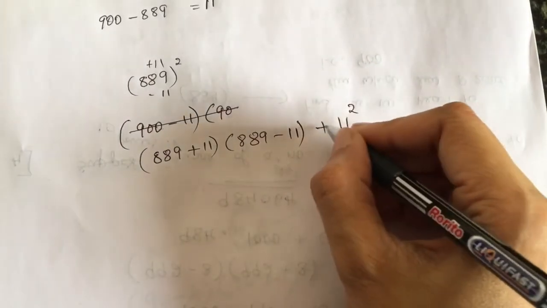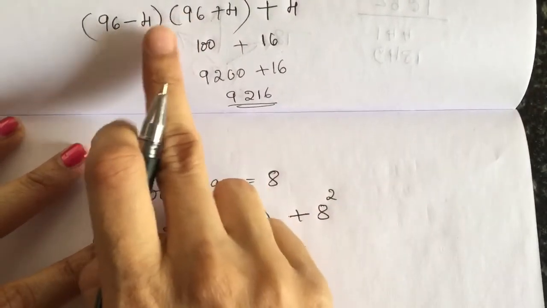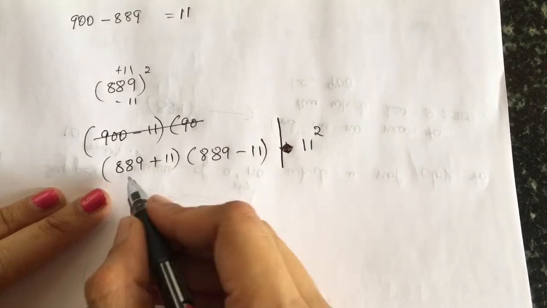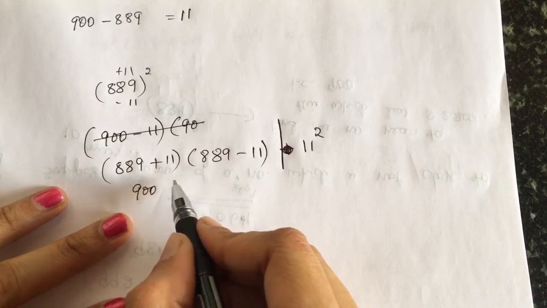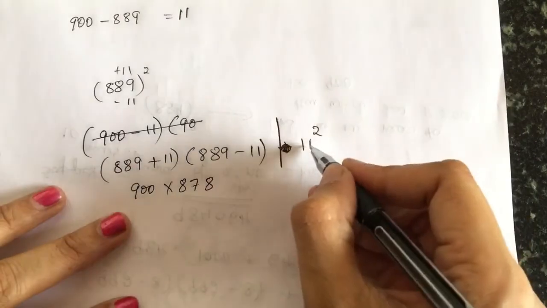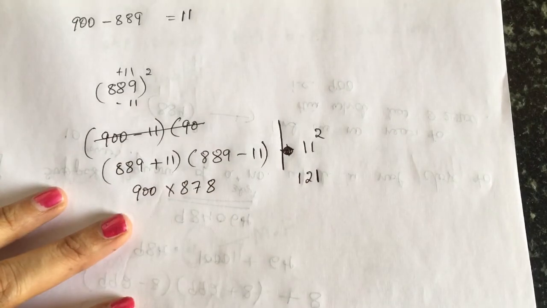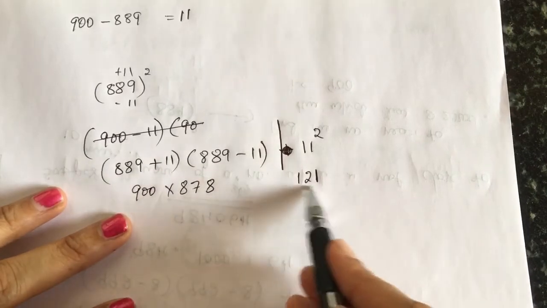We know this. In fact, I'll not use this plus sign. It was quite easy in this case because you had 2 digits number over here, so I'll just use the bar notation. So when I do this, this is 900 into 878, then the 11 square, that's 121. Now I have to multiply with this, then I have to attach this number.